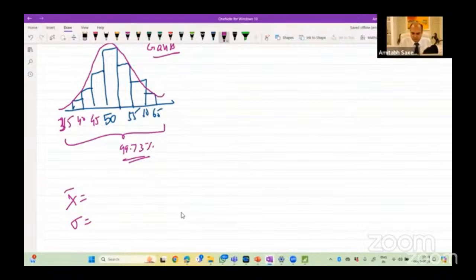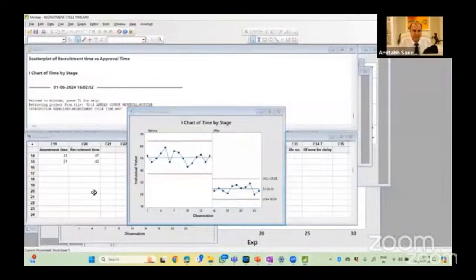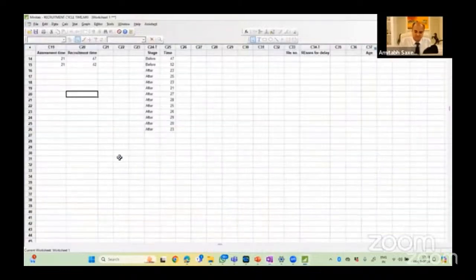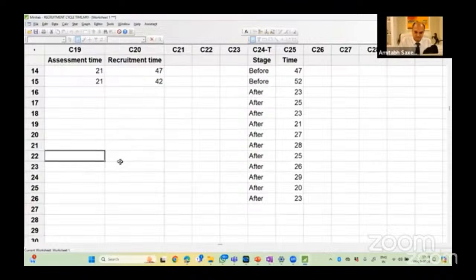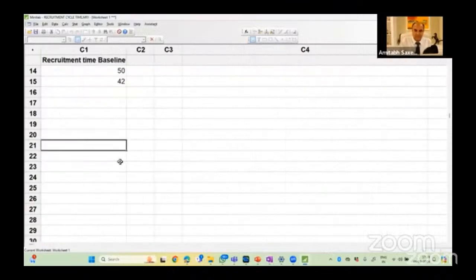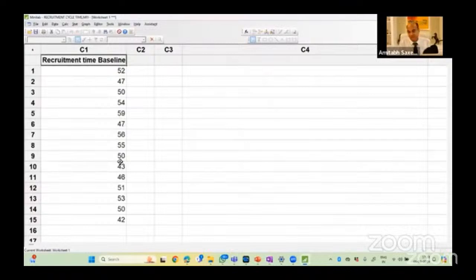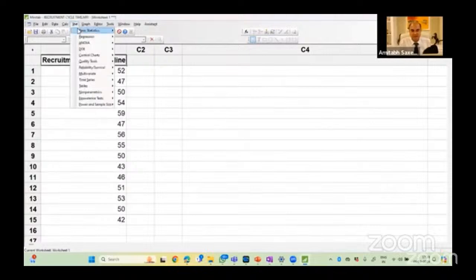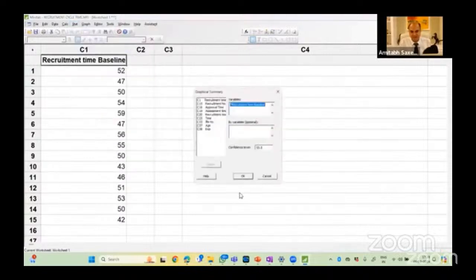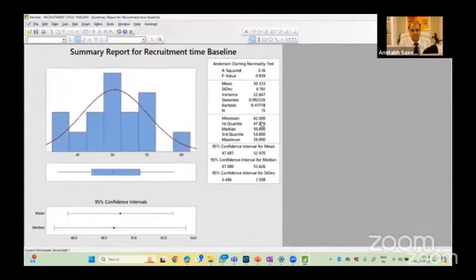So what I will do, I'll show you typically how a green belt will calculate. We teach you Minitab as well in our sessions. So first we collect the data. Let's say we have collected 15 samples. We'll just ask Minitab, please make our histogram. And it will tell us, we just gave the recruitment cycle time. So cycle time average is 50 and standard deviation is almost 5.